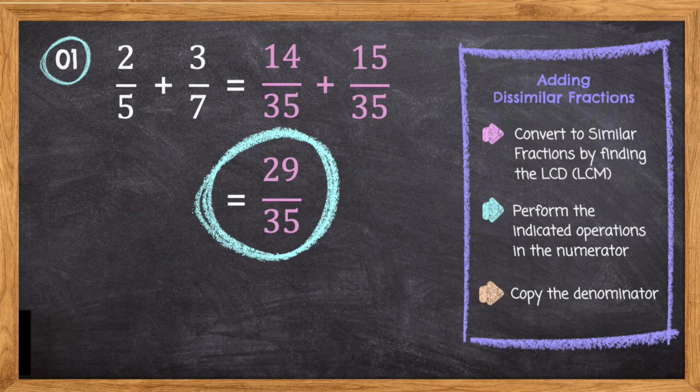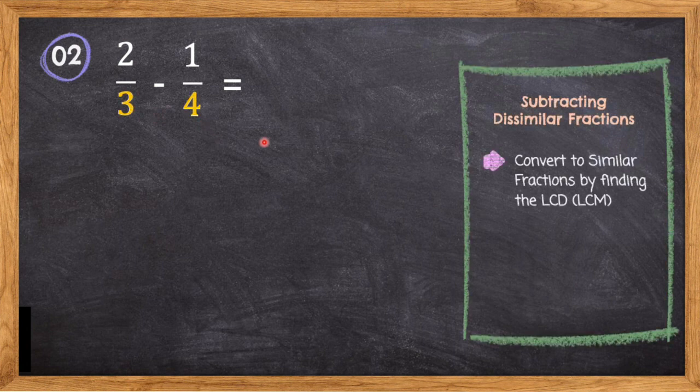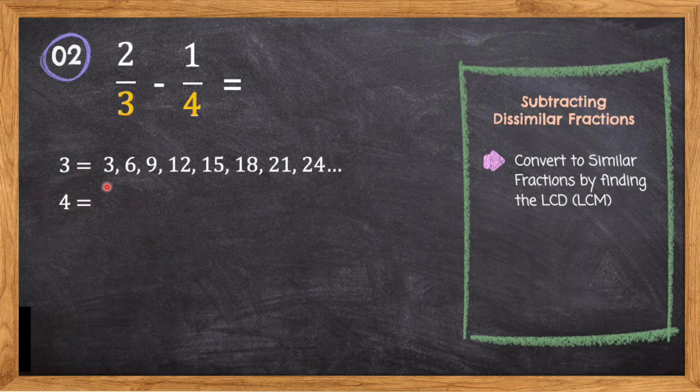Another example. We have 2 over 3 minus 1 over 4. Again, dissimilar fractions, dili pareho og denominator, 3 and 4. So, first step, again, we have to convert it to similar fractions by finding the LCD or LCM. So, i-list lang nato ang multiples sa atong denominators 3 and 4. For 3, we have 3, 6, 9, 12, 15, 18, 21, 24, and so on.